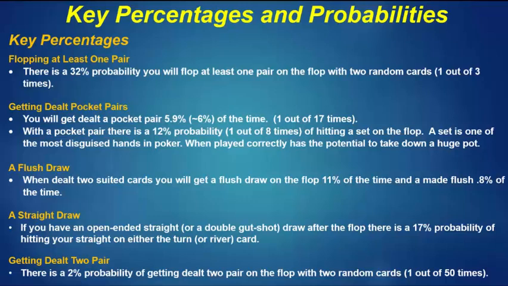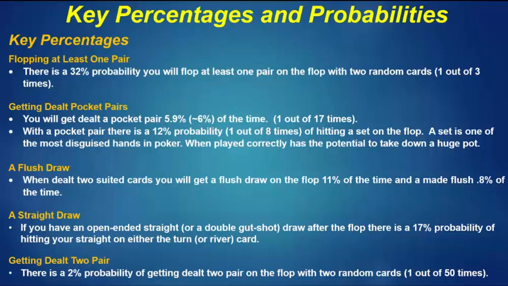A straight draw. If you have an open-ended straight or double gut shot draw after the flop, there is a 17% probability of hitting your straight on either the turn or river card. After the flop, there is a 31% probability of hitting your open-ended straight if you will see both the turn and river cards.